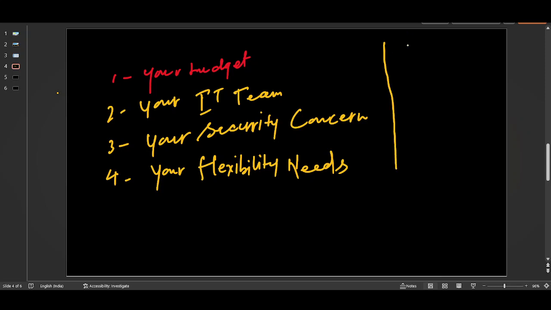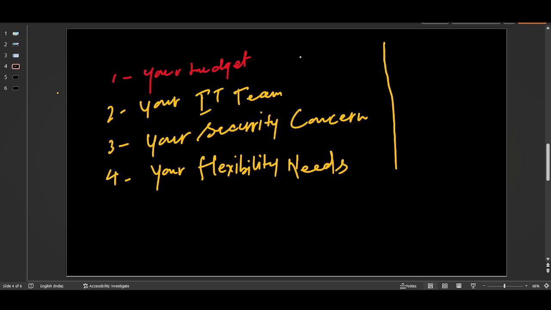So these are the points when you think about which is better: your budget, your IT team, security concern, flexibility, then we should prefer which is better, on-premise or cloud. Clear?